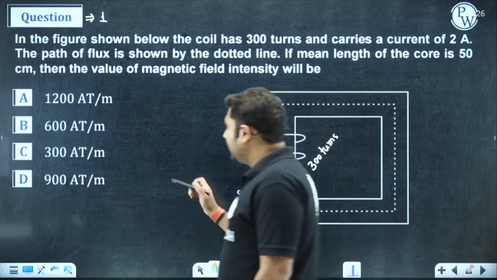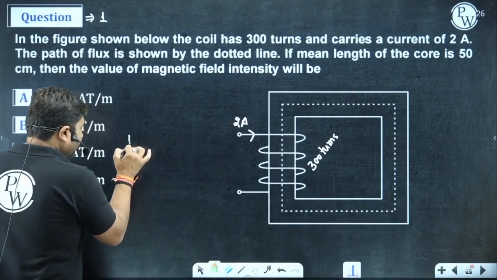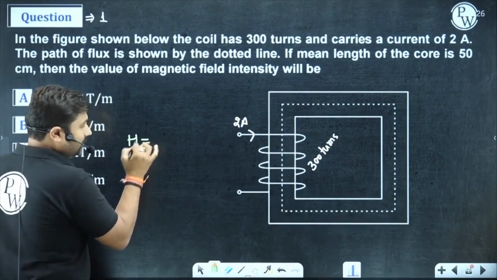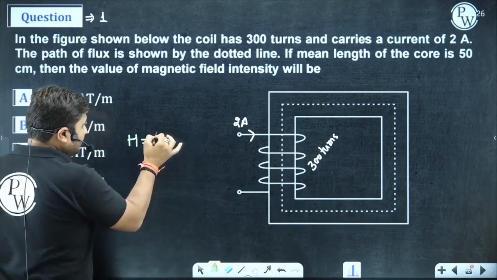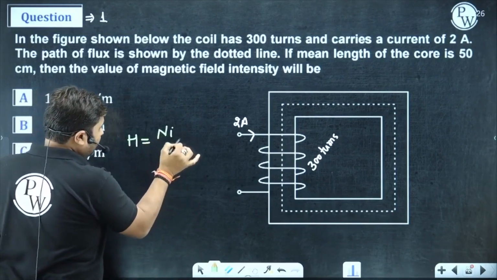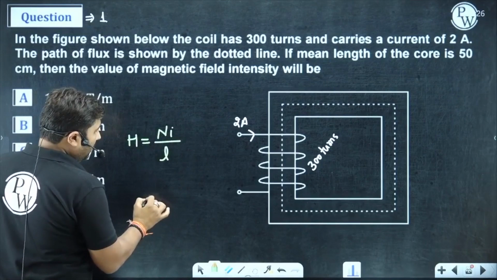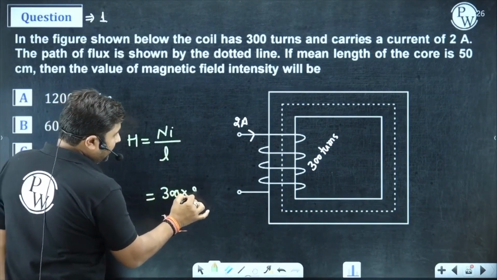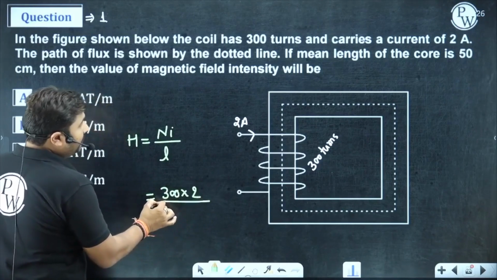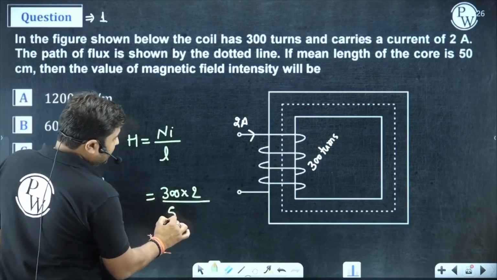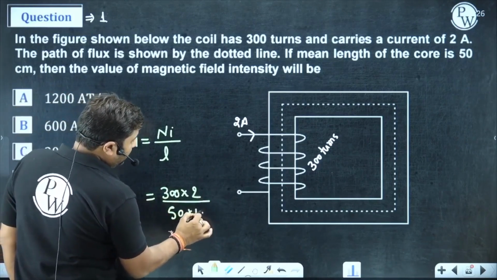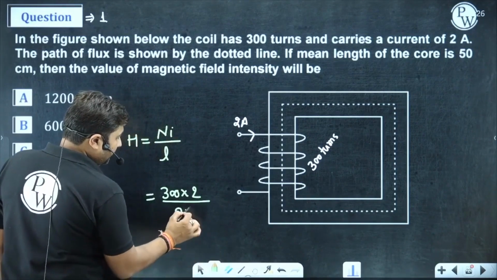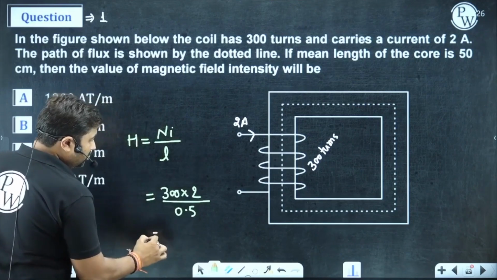Great. Sir, we know about magnetic field intensity, that is H. Already, sir, you have represented H is equal to Ni by L. N is the number of turns, that is 300. Current given is 2 ampere and the mean length of the core is 50 centimeter. So convert it into meters, okay? So it will be 0.5 meter. Is it okay? Yes, sir. Now, this will be your field.